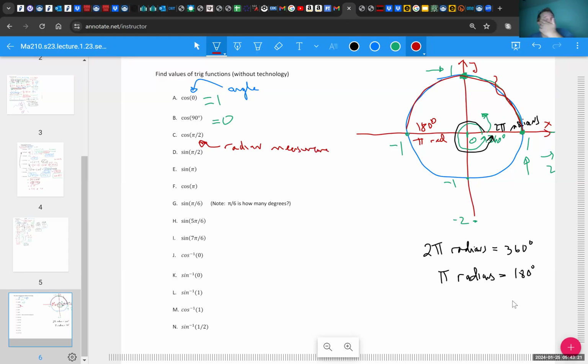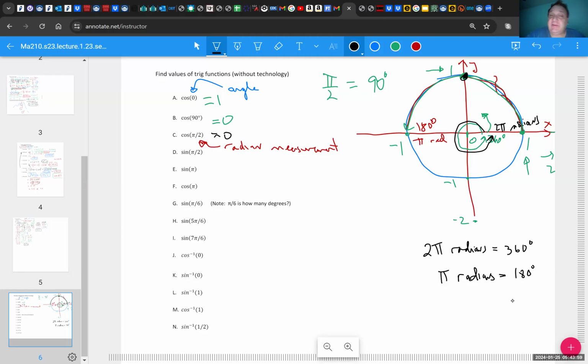All right, so what is cosine pi over 2? Well, you have to find the angle pi over 2. If pi is 180 degrees, like we just said, then half of that is 90 degrees. So cosine of pi over 2 is the same as cosine 90 degrees, because pi over 2 in terms of radians is the same as 90 degrees in terms of degrees. So what is cosine of pi over 2? That's the same thing as cosine of 90, which we determined was 0, because at this point at 90 degrees, or pi over 2 radians, the x value is 0.